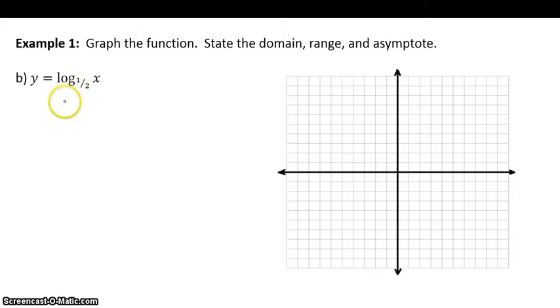So now let's look at part B. So again, I'm going to change this to exponential form. So the base is 1/2. And since it's a fraction, I'm going to put it in parentheses. So these split up, so it's (1/2) to the y power equals what's in the log, which is x. Now I'm going to do my table of values, but I'm going to pick for y instead of x. So I'm going to pick -1, 0, 1 again.